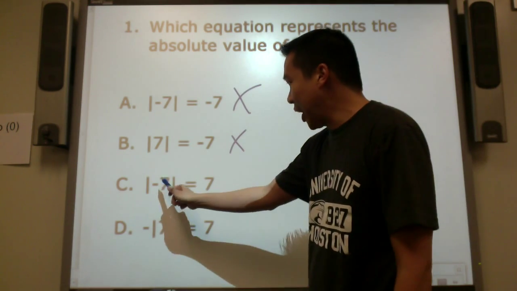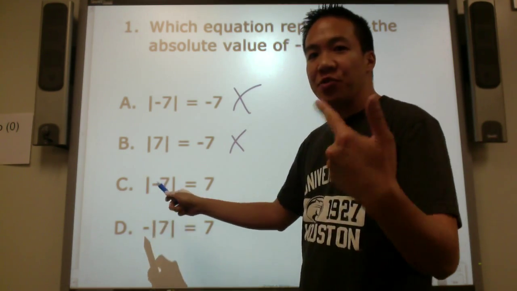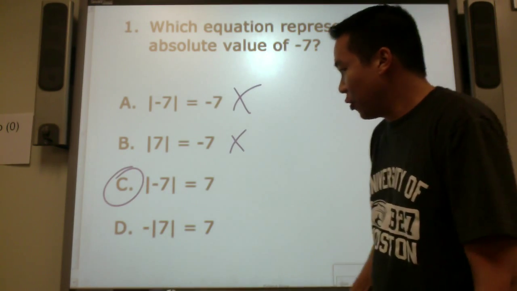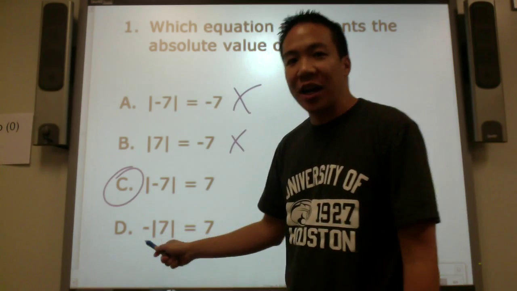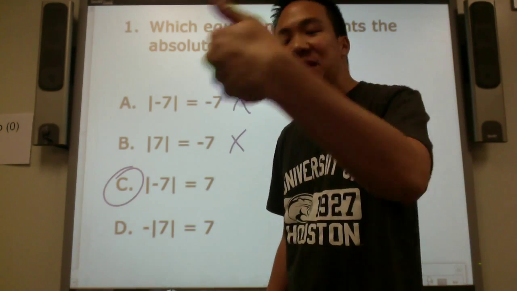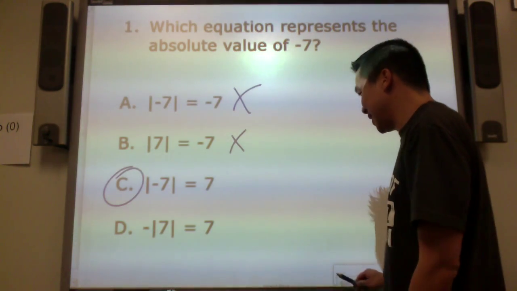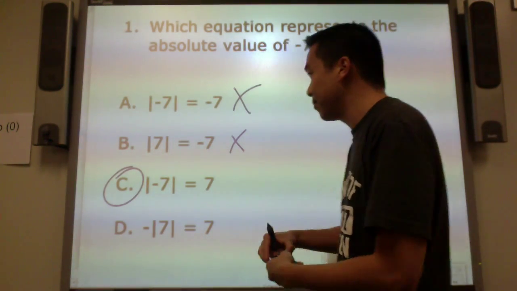So absolute value, how far is -7 from 0? 7 units. C is the answer. Remember, the negative on the outside of absolute value says it's the opposite of. The opposite of 7 is -7, so it cannot be D. C is the only one that makes sense.